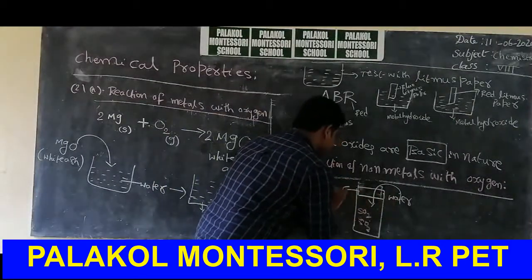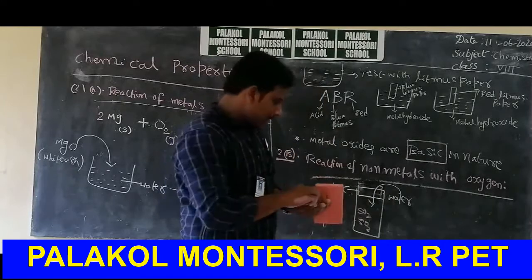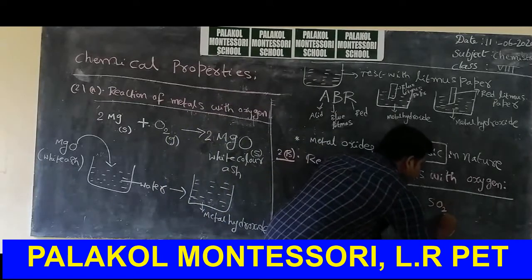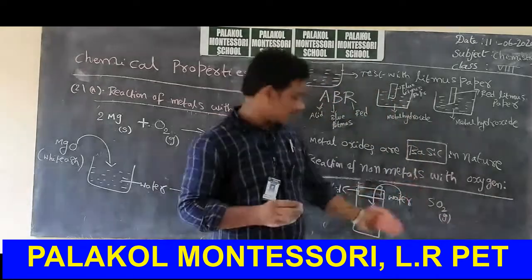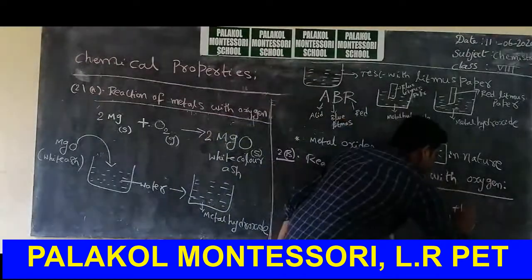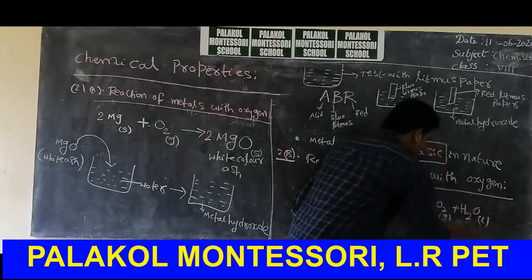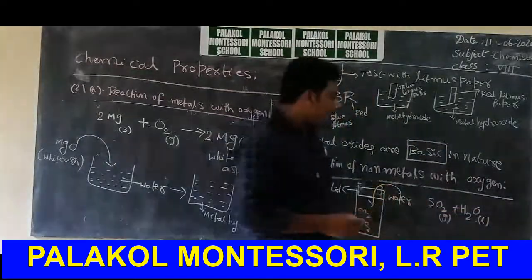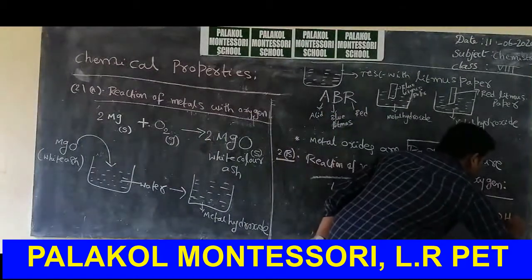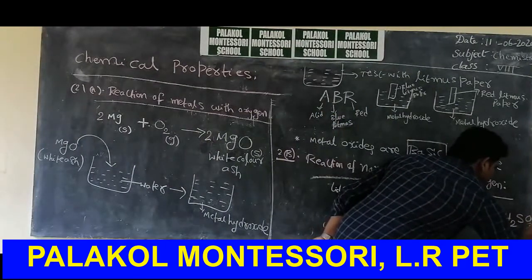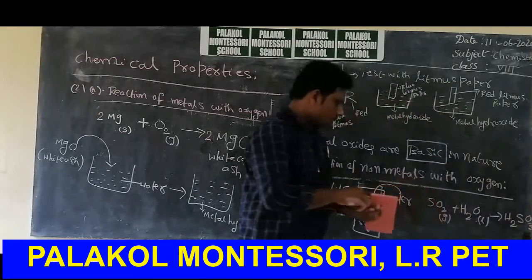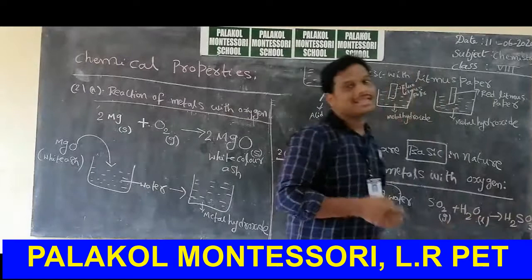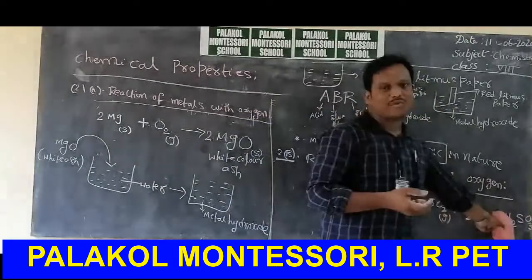Close the lid. Immediately what happens in the reaction? The sulfur dioxide gas which is present in the jar reacts with water coming from the outside. When sulfur dioxide gas reacts with water, it produces H2SO3, sulfurous acid. Sulfurous acid, the name itself indicates it is an example of an acid.